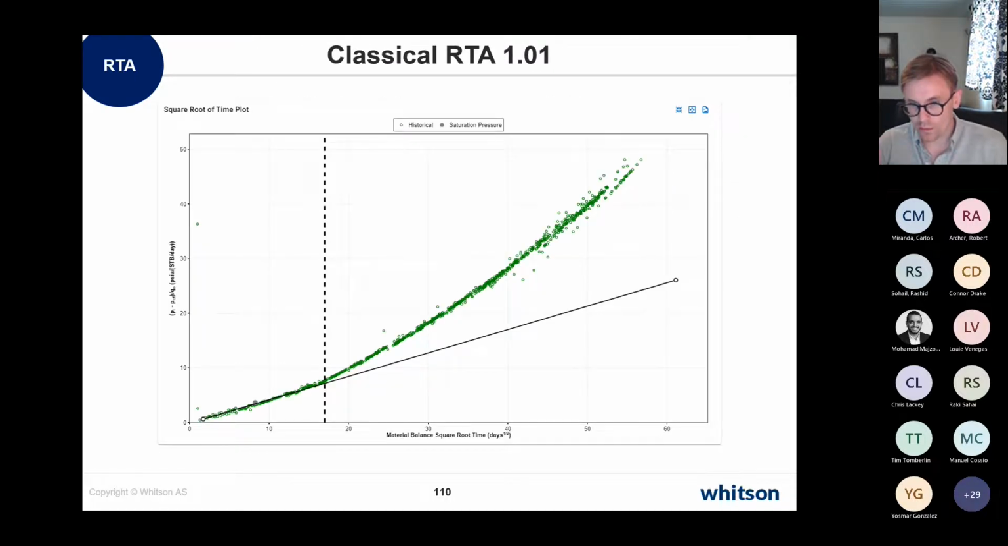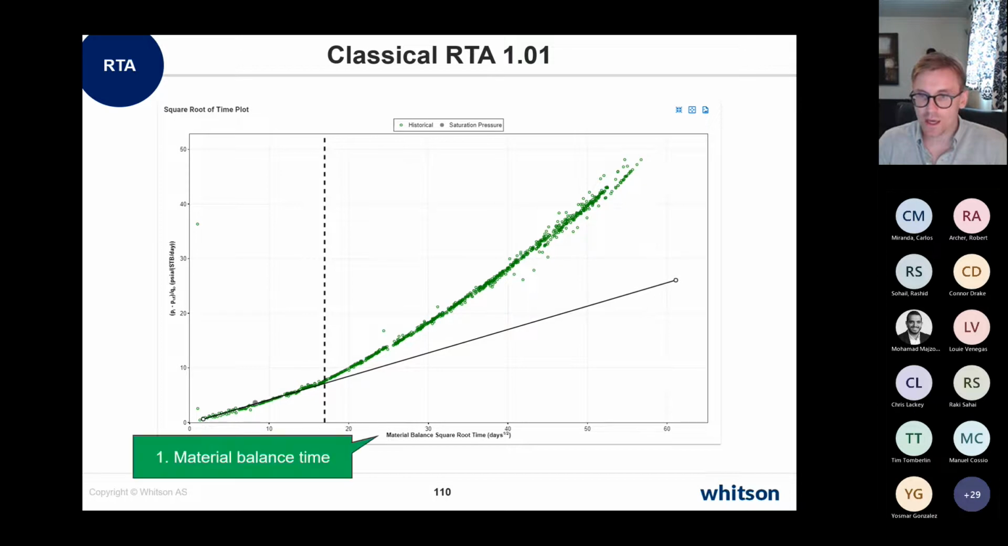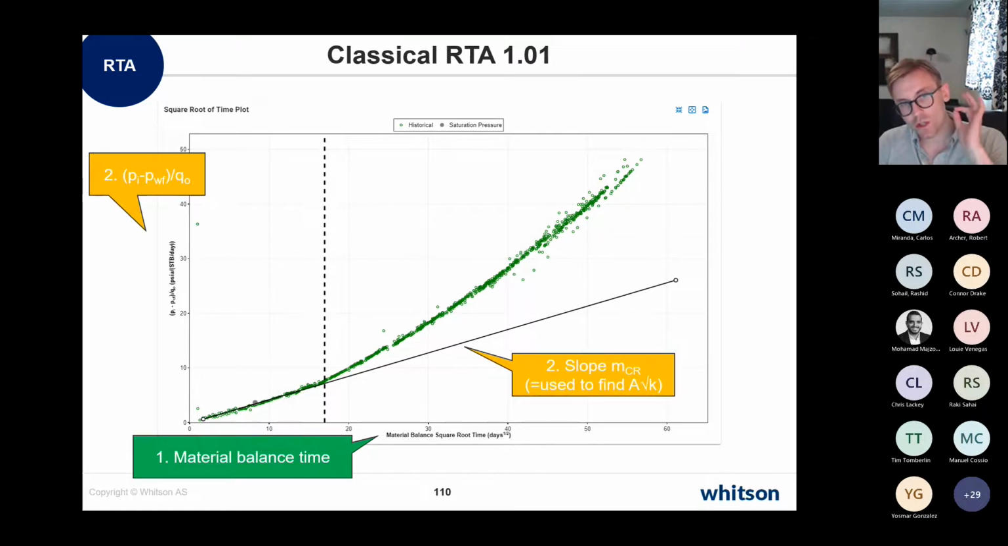The plot, as we talked about before, just in a cartoon sense, this is how it looks for an oil well, for instance. It has probably three important things. The x-axis typically is material balance time, which we use as a default time function. We'll talk about what material balance time is. The second thing is the y-axis, where we plot the rate normalized pressure, and with this we get the slope m. From the slope of this line, that's where we get our A root K.